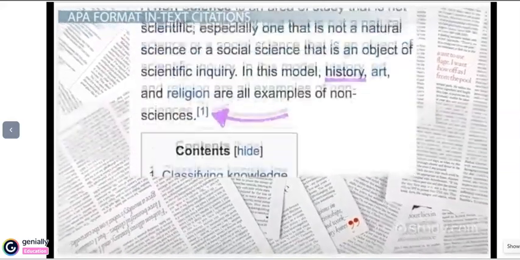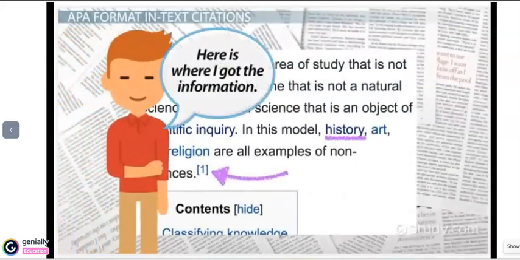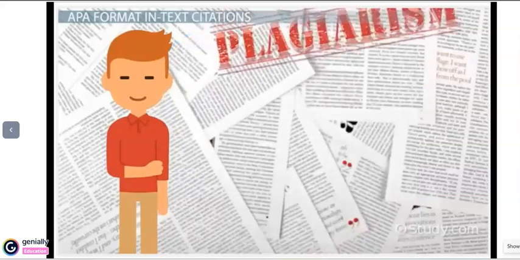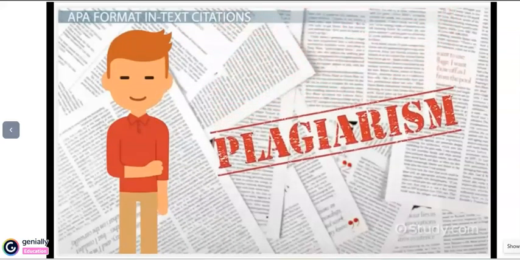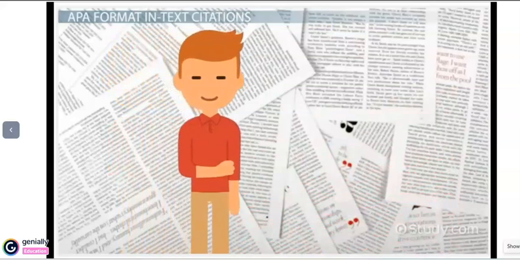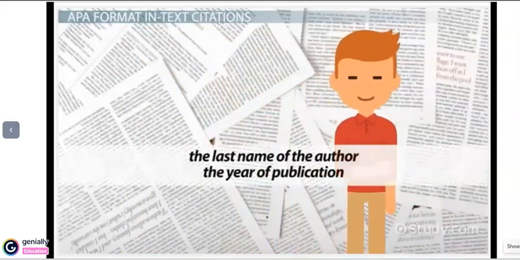In-text citations are needed to show the reader where you got the information you're using in the piece. If there's no citation, the reader assumes the information came from you. In academic writing, this is seen as a form of plagiarism or taking credit for work that is not your own. Two pieces of information are needed for an in-text citation when summarizing information from the source: the last name of the author and the year of publication.